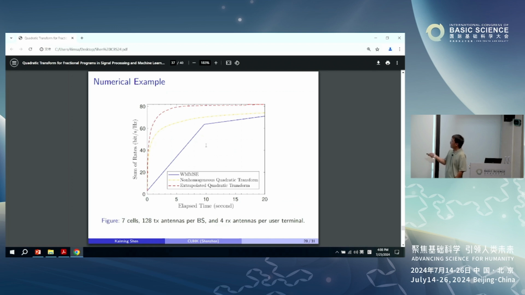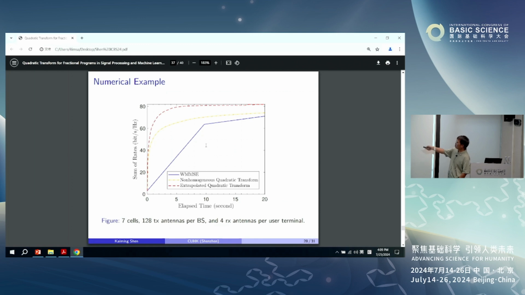And we have 3 algorithms here. The blue curve is the traditional method, WMMSE, which is equivalent to quadratic transform. And the yellow one is the first new method, which can eliminate the matrix inverse, which is called non-homogeneous quadratic transform. And the red one is the last algorithm I just introduced. It's extrapolated quadratic transform.